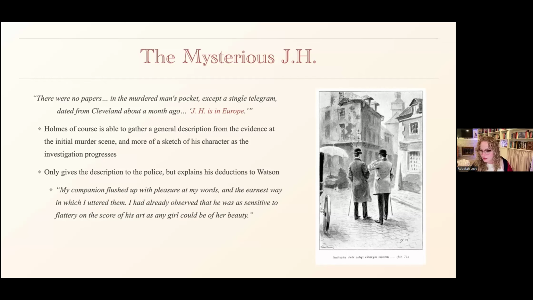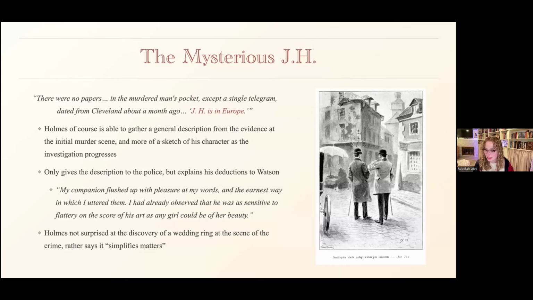On the subject of romance, when the police discover a woman's wedding ring at the scene of the crime, everyone is confused as to how it could have gotten there, except for Holmes, who says it simplifies the matter. Holmes explains to Watson that the murderer left the crime scene, but came back and risked capture in an attempt to get that ring.